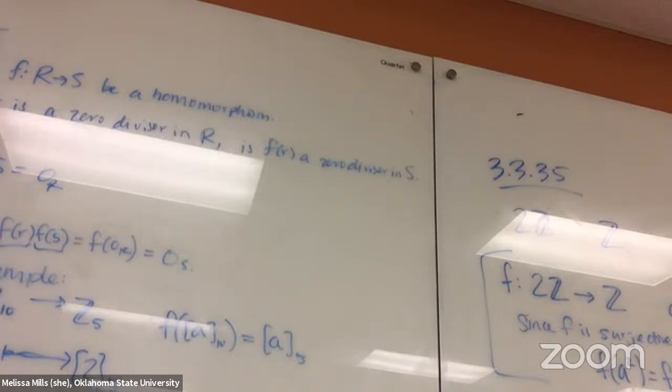So a lot of you had this part, and you were like, oh yeah, it should work. But you're not guaranteed that these guys are non-zero when you do the homomorphism. Okay. What was yours, Julie?